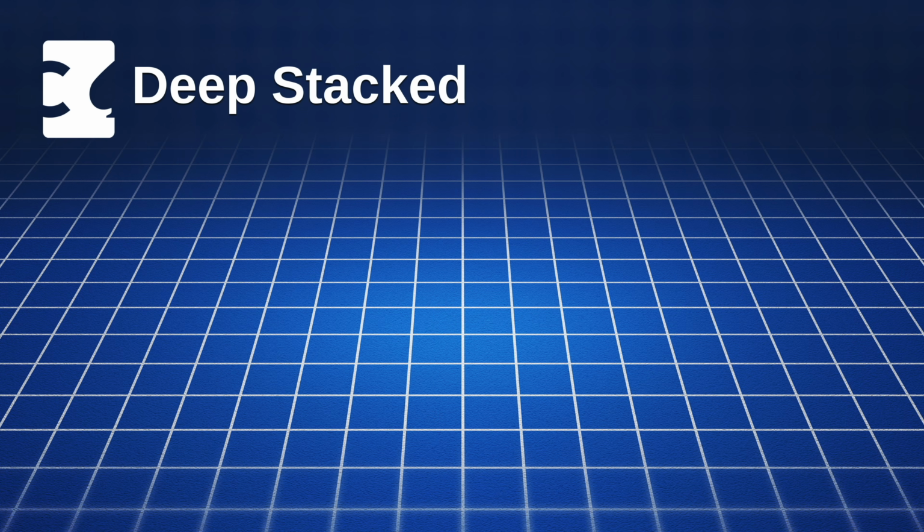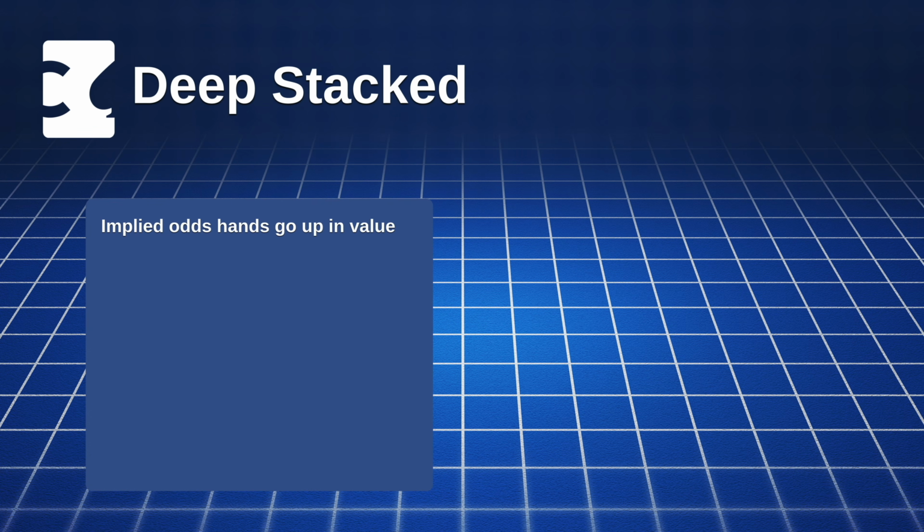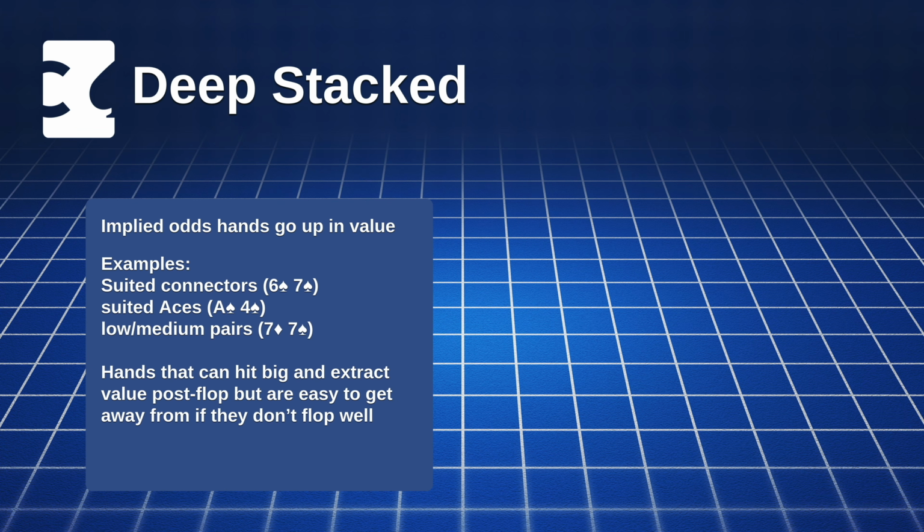When we're deep stacked, implied odds hands go up in value. And implied odds hands are hands that don't have a lot of value pre-flop versus, like, big cards, for example. But they have a lot of implied value because if you make hands, you start pumping money into the pot and you can win more and more money. But if you miss, it's easy to get out of the way and not invest money into a loser. So with these type of hands, we're basically only making the investment if things are going our way post-flop.